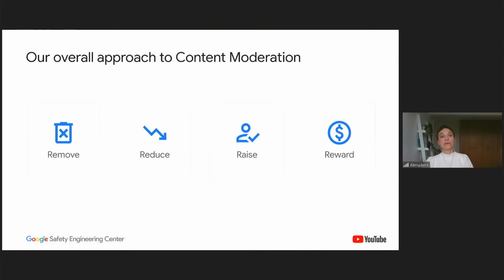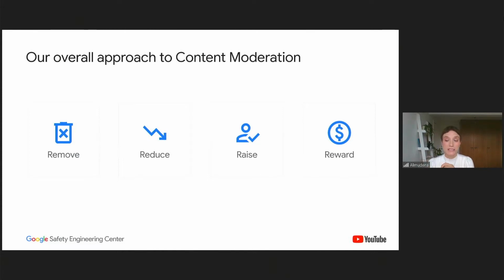Before I dive into the specifics of our approach to child sexual abuse and exploitation, I thought it would be good to talk a bit about Google's approach overall to content moderation. It's based on four key principles: remove, reduce, raise, and reward. We call this the four R's because all the words start with R, but they provide a good framework for how we go about content. When content violates our policies or is illegal, we remove it. And that is firmly where child sexual abuse material sits. When we see content that sexually exploits children, we remove it.